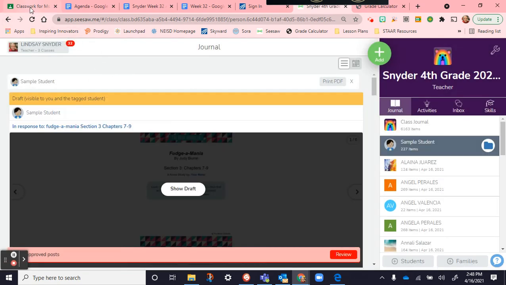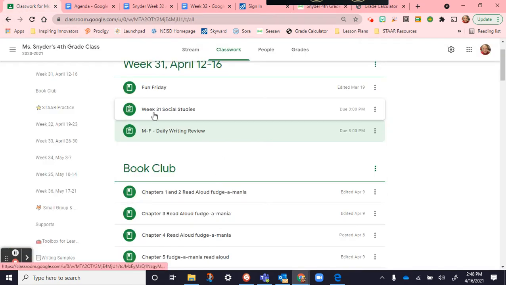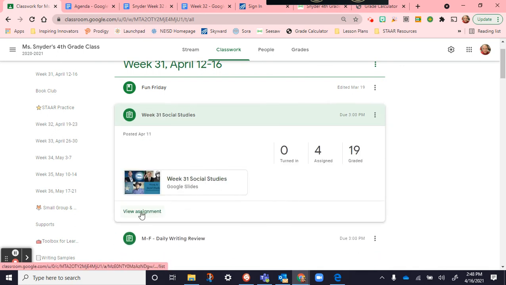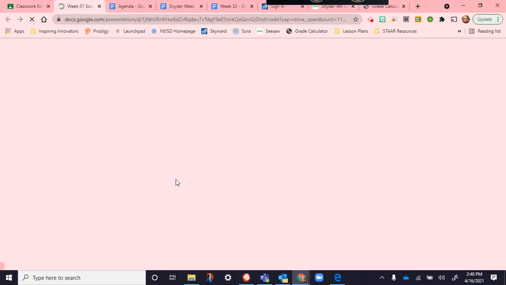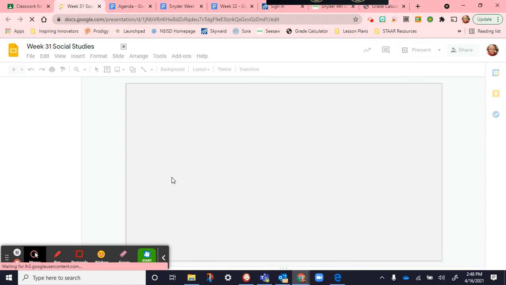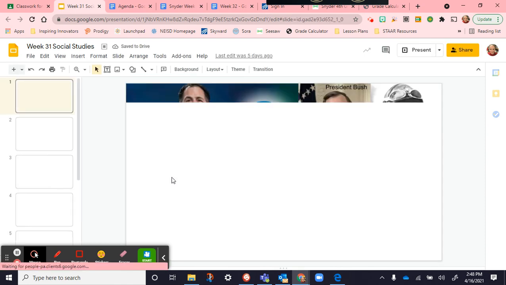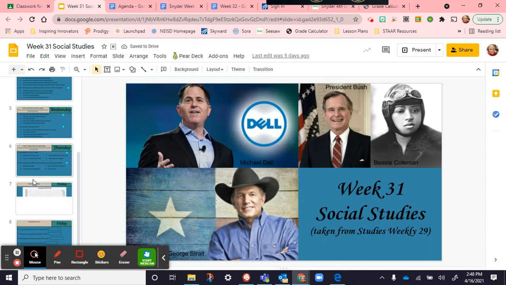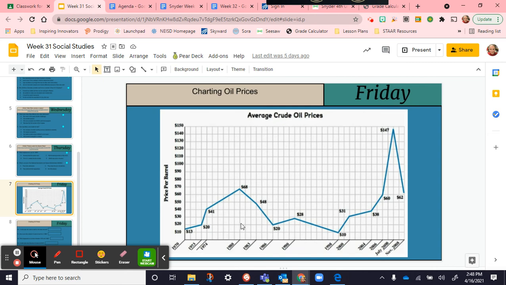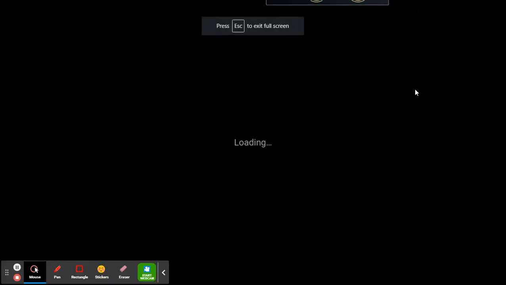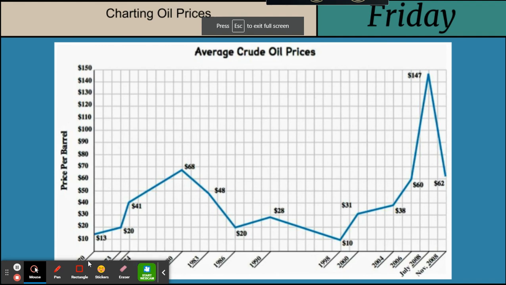Then for social studies, you guys know the drill. Week 31 social studies. Today we had to look at a chart. There was not a link here. So we were reading this chart. So this is talking about oil prices. So you can put this in present mode and make it nice and big. You've got all your years down here at the bottom, and then you've got your prices per barrel here.